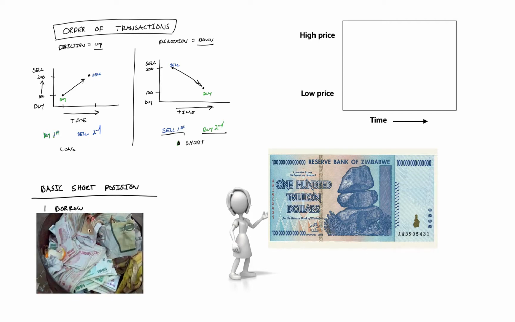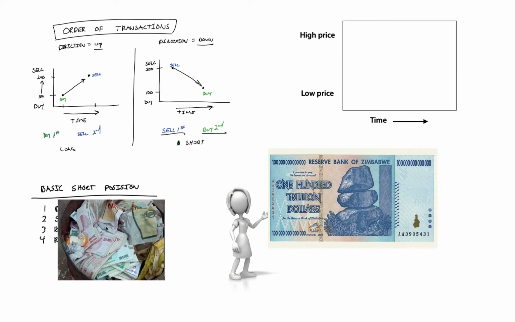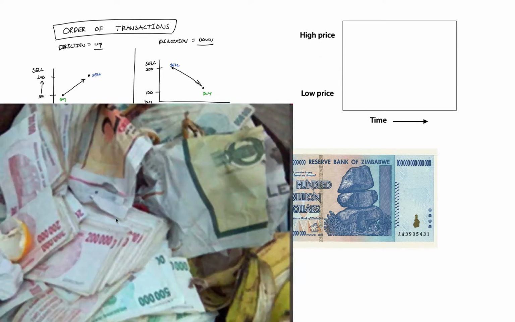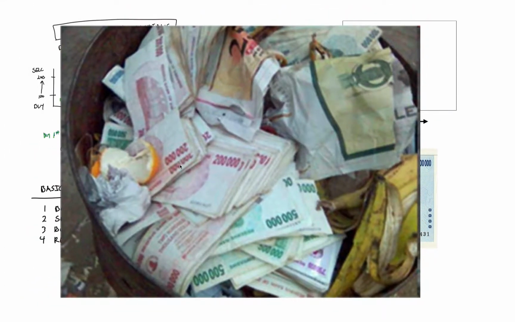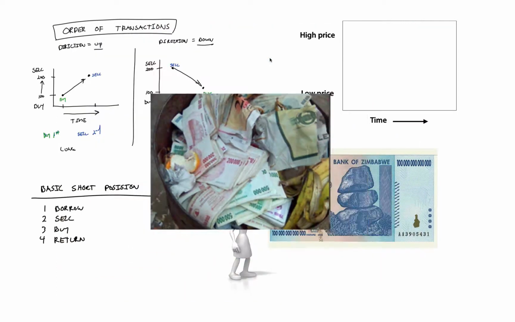If you can imagine, if I blow this up, this is Zimbabwe currency right here, and there's millions of dollars just thrown in the garbage can next to banana peels and orange peels. Just millions of dollars. I mean, $500,000 bills, and I don't even know what that one is under there. This is $200,000, but just this whole garbage can is full of cash because it just lost so much value.